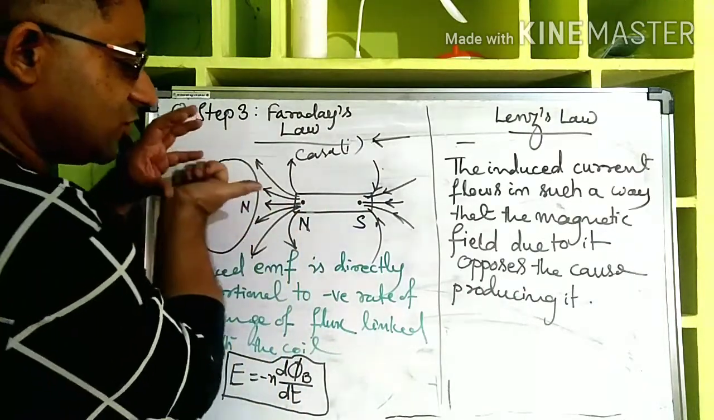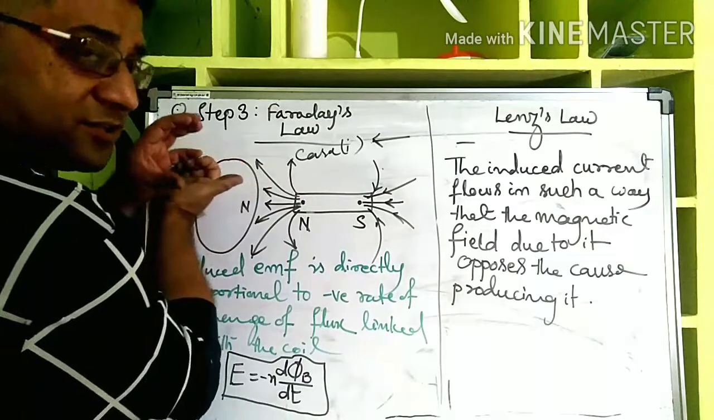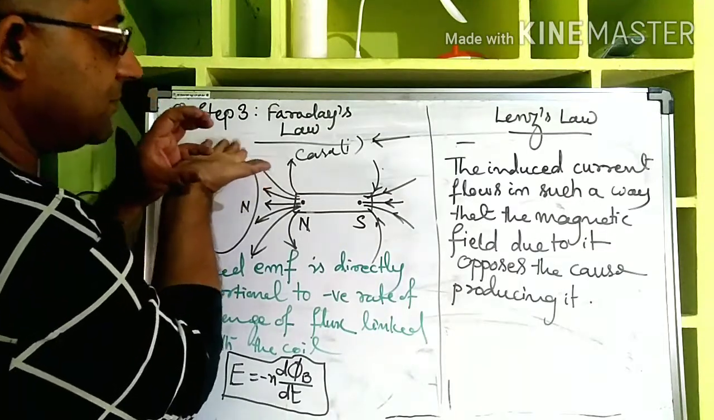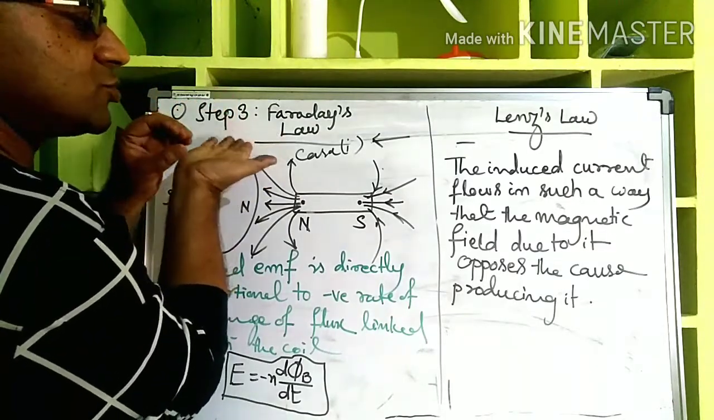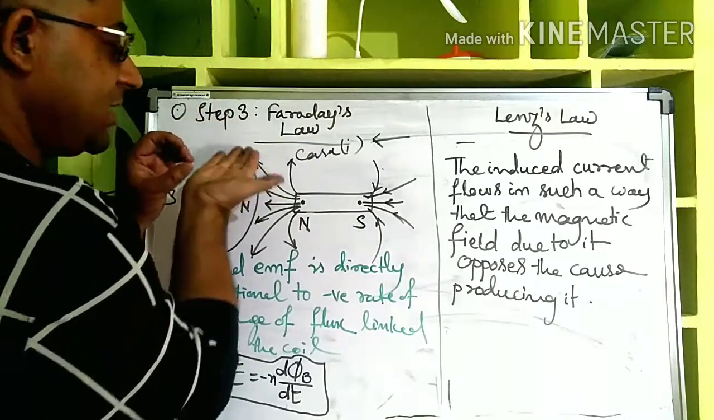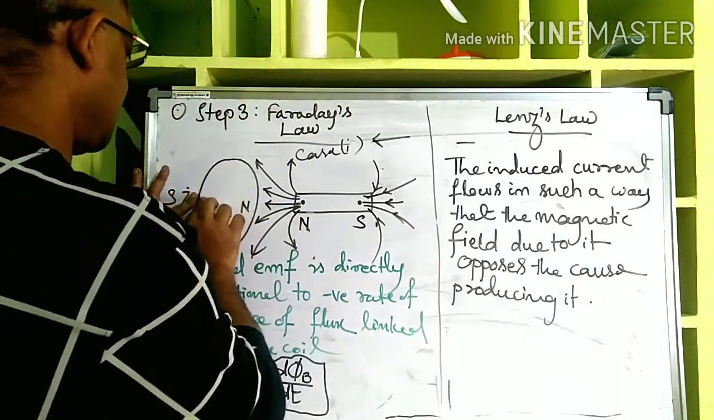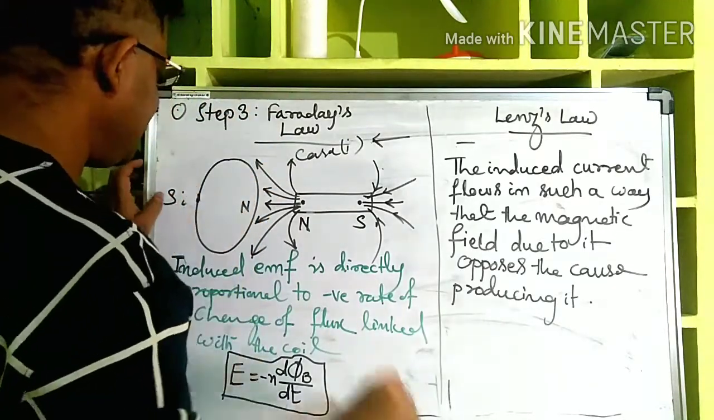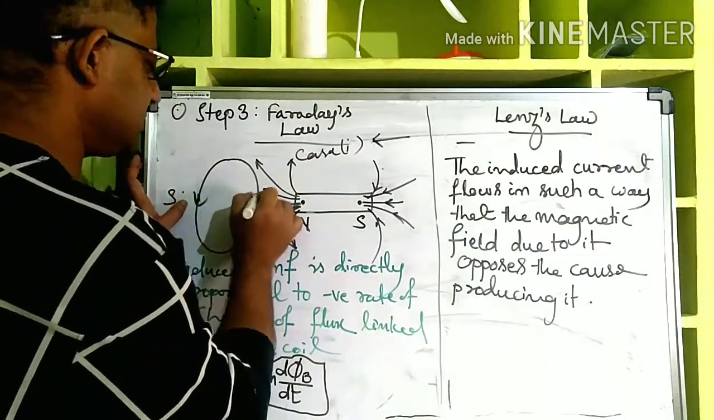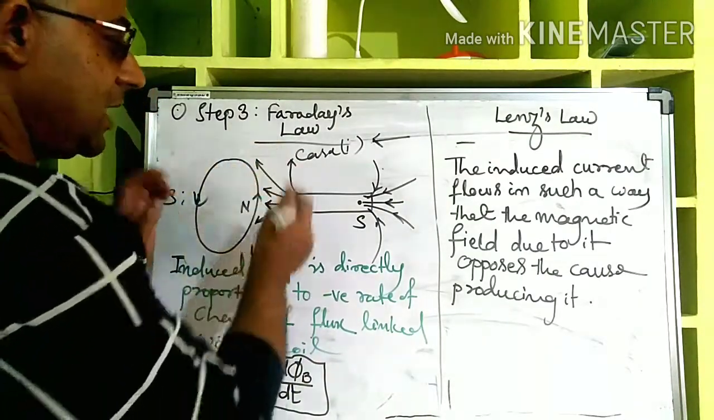Then, if you keep your thumb towards north, the field direction, the curling of your fingers shows the direction of the current, right? So it will come out. So the direction of the current will be like this, outwards, like this it will come.